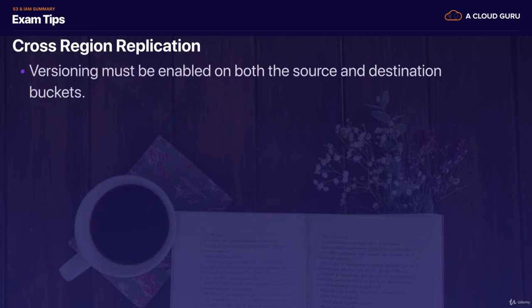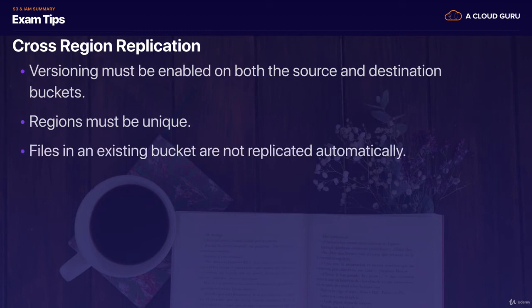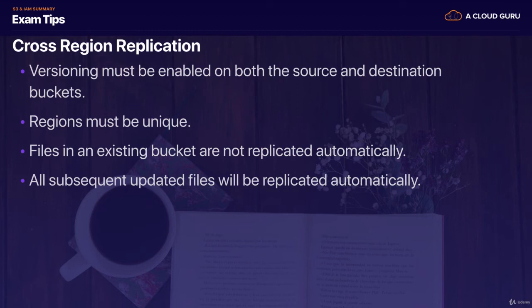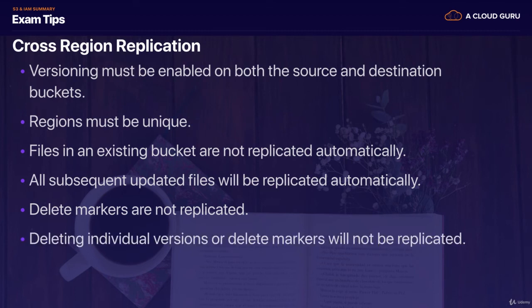Moving on to cross-region replication, basically you just need to understand what it is. It is definitely worth 1 or 2 marks in the exam. Versioning must be enabled on both the source and destination buckets. Regions must be unique. You can't do cross-region replication to the same region because then it's not cross-region. And then we have files in an existing bucket are not going to be replicated automatically when you turn cross-region replication on. All subsequent updated files will be replicated automatically. Delete markers are not replicated, and deleting individual versions or delete markers will not be replicated.